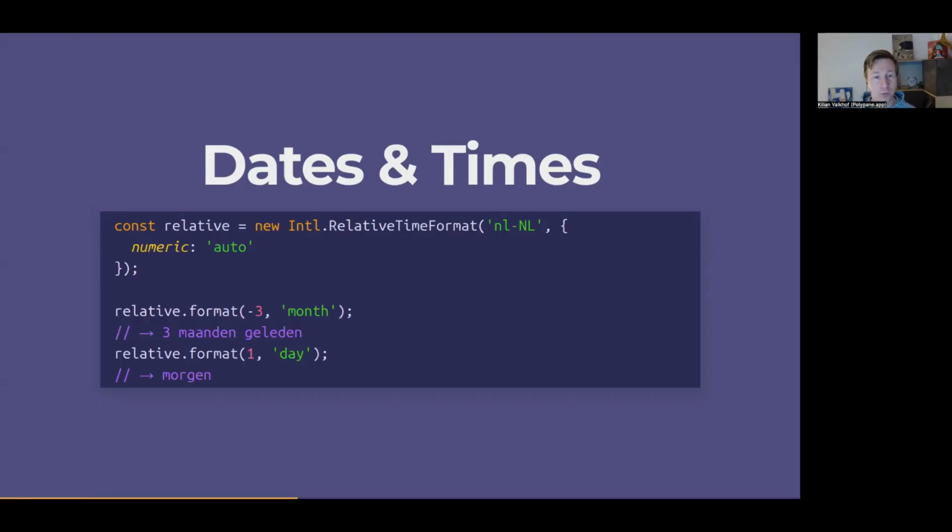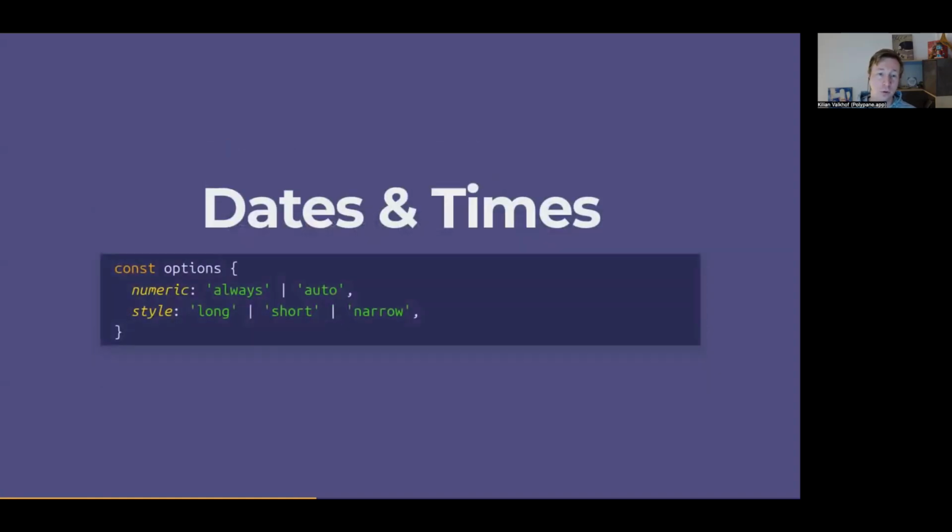And as you can see, if you set numeric to auto, then one day in the future will be tomorrow, or morgen in Dutch. Whereas -3 month will be 3 months ago. So the options you have here are numeric, which can be always or auto, and then always will always make sure to show the number. So instead of tomorrow, it will say in one day. And auto will switch over to things like tomorrow or yesterday when appropriate.